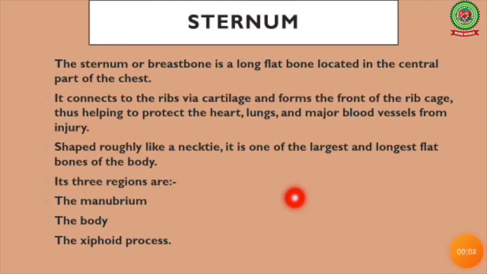Next is sternum. The sternum, or the breastbone, is a long flat bone located in the central part of the chest. It connects to the ribs via cartilage and forms the front of the rib cage, thus helping to protect the heart, lungs, and major blood vessels from injury. Shaped roughly like a necktie, it is one of the largest and longest flat bones of the body. Its three regions are the manubrium, the body, and the xiphoid process.